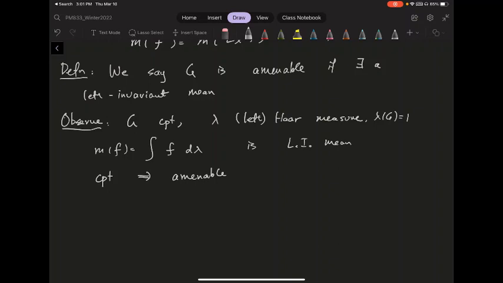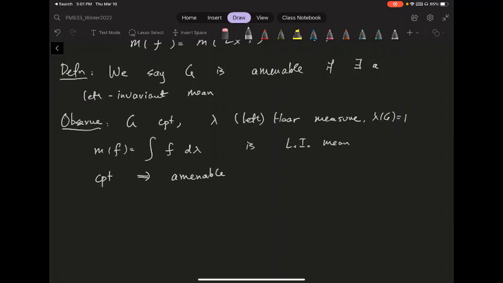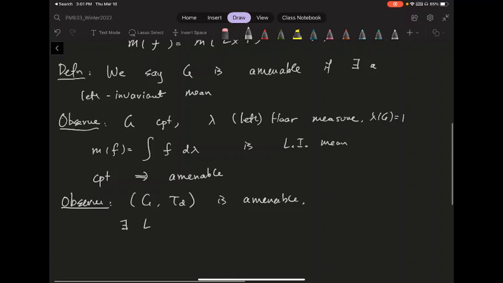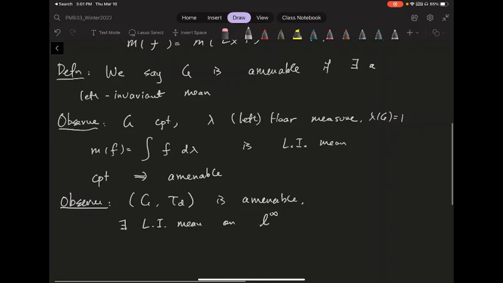Let's do one thing before that. Let's observe that whenever we talk about amenability, oftentimes we only consider discrete groups. So if you consider G with the discrete topology, if it's amenable, then there exists a left invariant mean on the little L infinity, because you have the discrete topology on G.